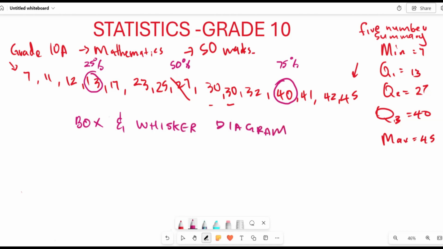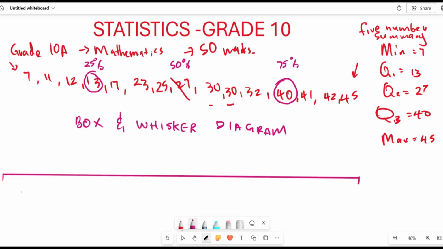And now from here, what is it then that we can do? In order for us to draw a box and whisker diagram, what is it that we do? Number one, we need a scale, or our number line, right? So let's say now our number line starts from here. Let me just try and make it accurate, right? So let's say we make it out of 5.